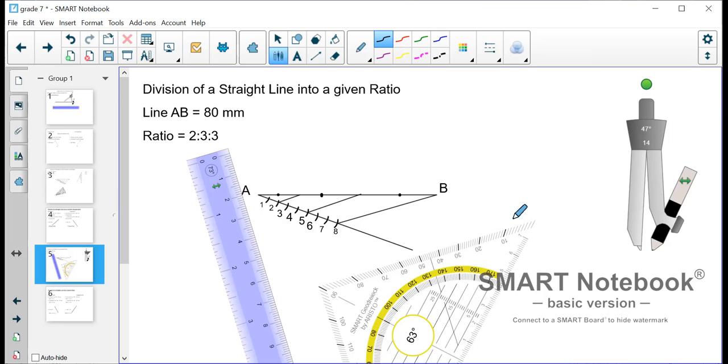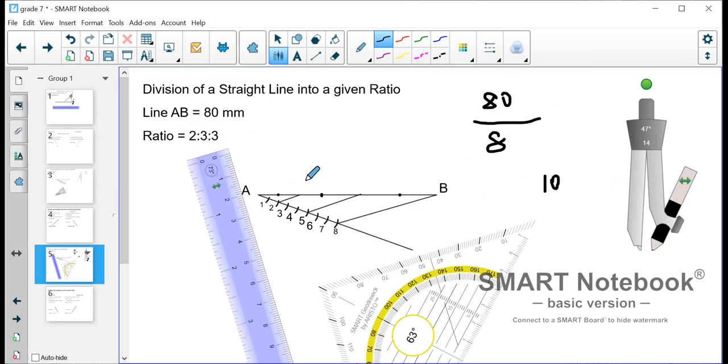All right, 3 portions. Now, if we were to calculate the length for each one of these portions, when you add the ratio, you get 8. So it would be 80 divided by 8, that would be 10. Right? And then you multiply the 10 by each one of the numbers in the ratio.